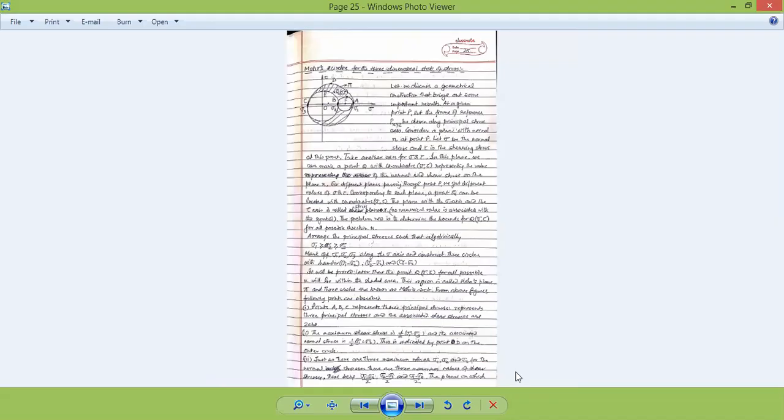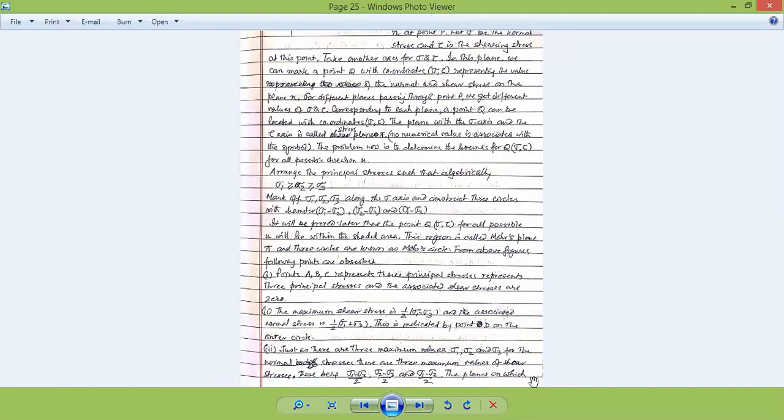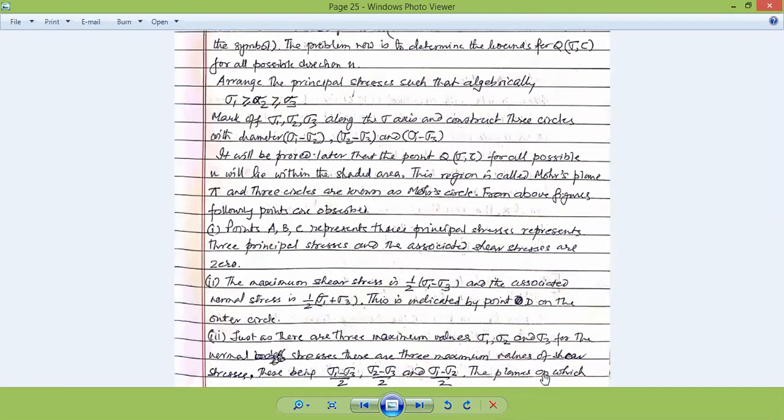Arrange the principal stresses algebraically as sigma 1, sigma 2 and sigma 3. Mark off sigma 1, sigma 2, sigma 3 along the sigma axis and construct the three circles with diameters sigma 1 minus sigma 3, sigma 2 minus sigma 3, and sigma 1 minus sigma 2.